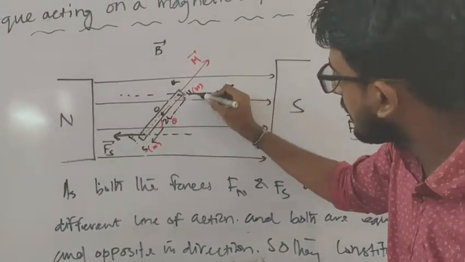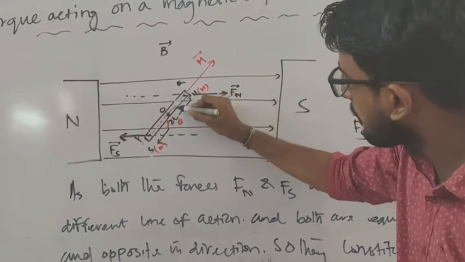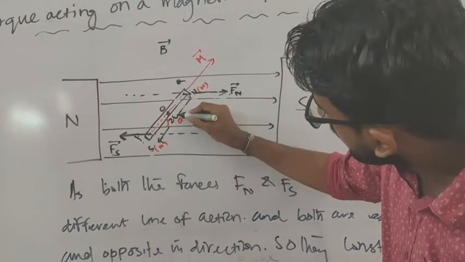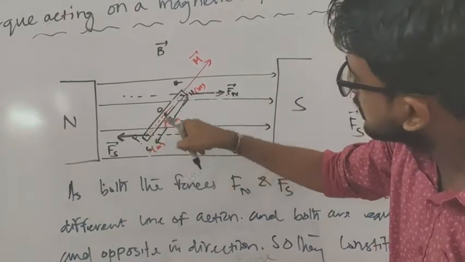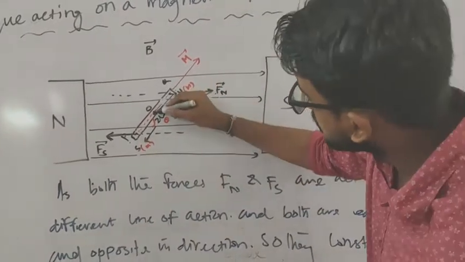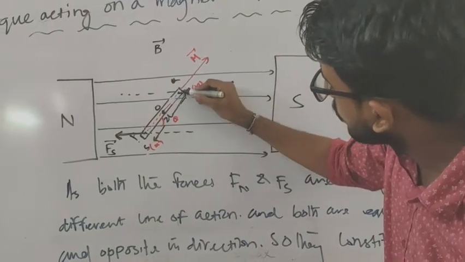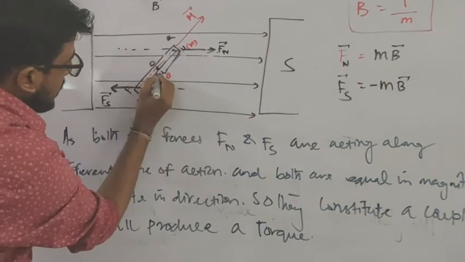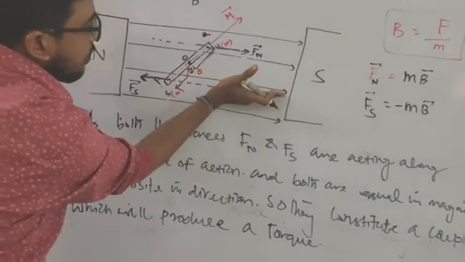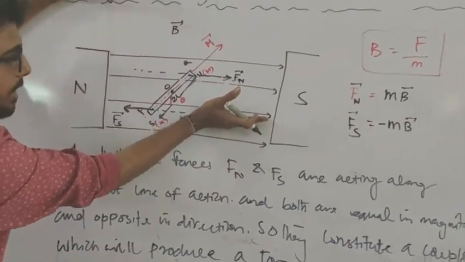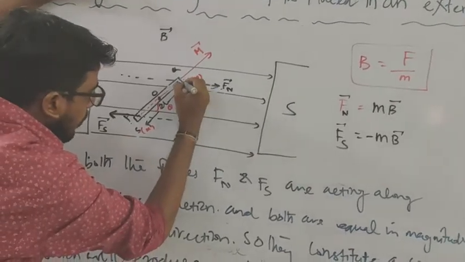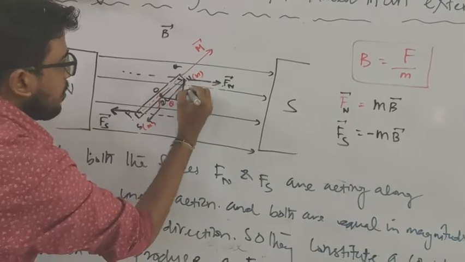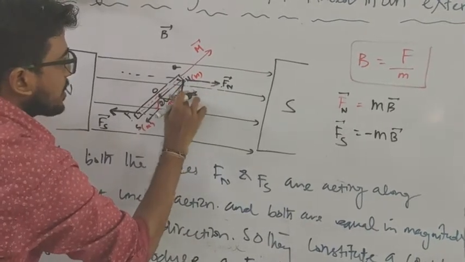So what is the perpendicular distance of this point of application to the point about which we want to calculate torque? As we know, the total length of the dipole is 2L, that is from P to Q. So this is O, the center of the dipole. From O to Q, the length will be L. And as the dipole makes an angle theta with the direction of the uniform magnetic field, this perpendicular distance from this point will be L sin theta.